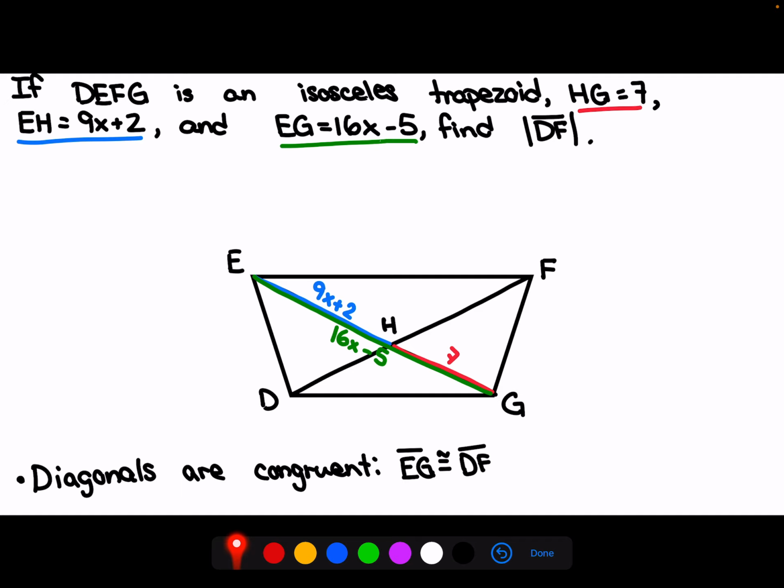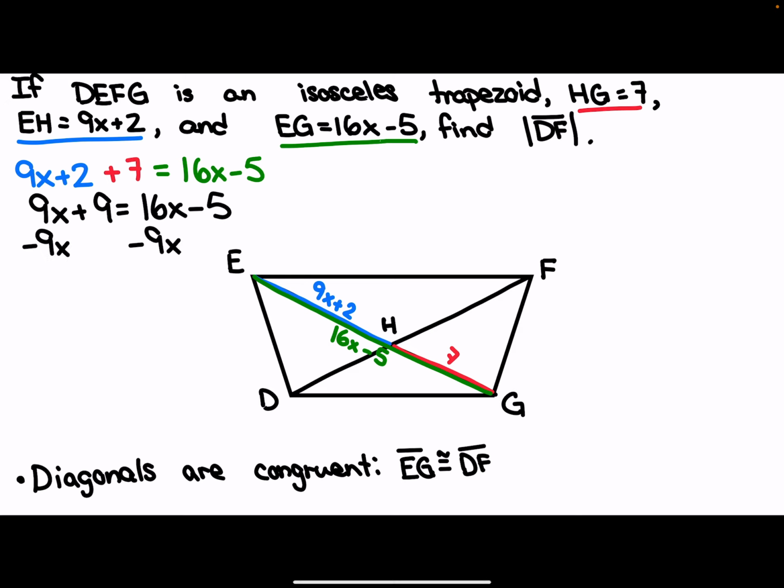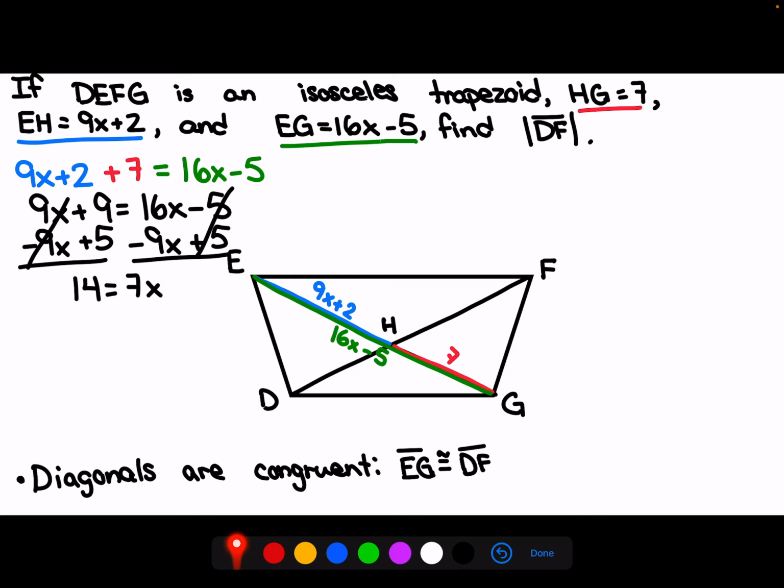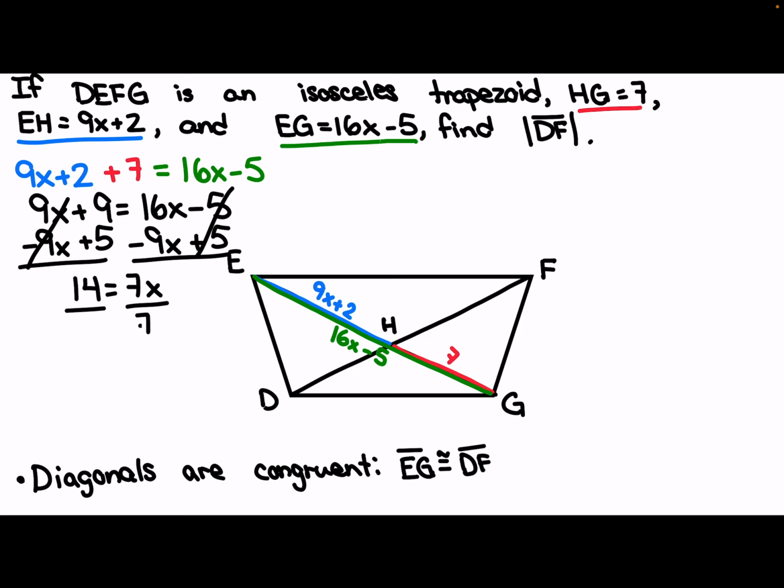Now, first thing that you want to do is label everything in your picture. So I went ahead and did that myself. And looking at this picture now, I can see that I can use segment addition. So I can say EH plus HG is equal to EG. So 9x plus 2 plus 7 equals 16x minus 5. Combining like terms, we get 9x plus 9 equals 16x minus 5. Then I'm going to subtract 9x from both sides and add 5 to both sides. That'll give me 14 equals 7x, and when I divide both sides by 7, we get x equals positive 2.